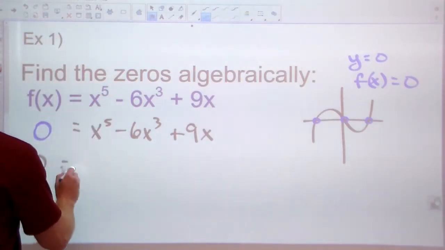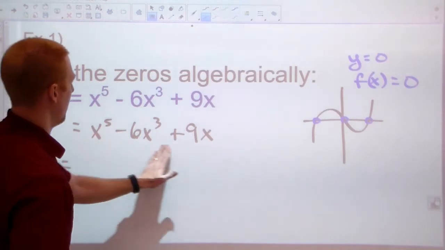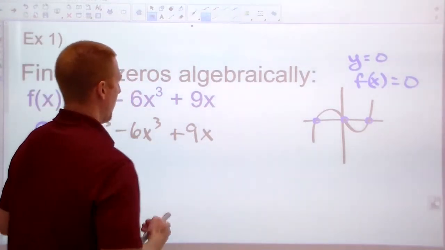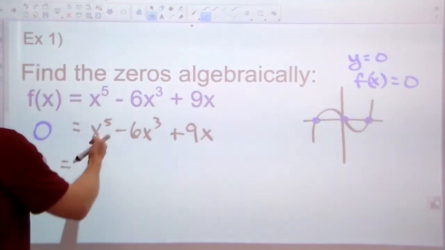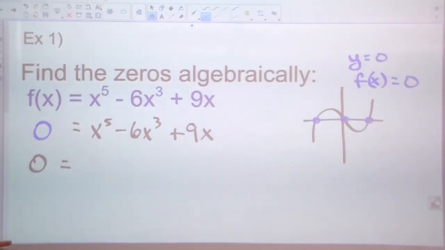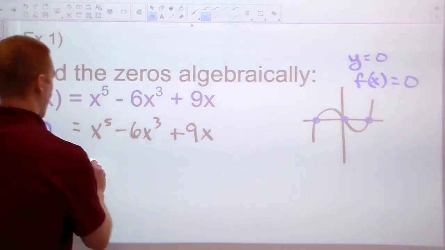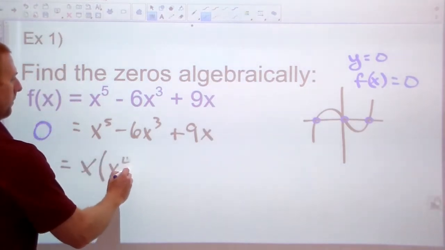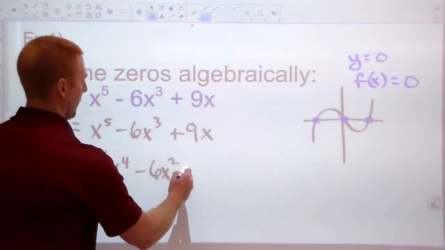So I'm going to leave that equal to 0. First up is this is a trinomial, but it's not really x to the fourth, x squared, constant. But they do have something in common. Every one of these has an x in common, so I'm going to factor that out. X to the fourth minus 6x squared plus 9.